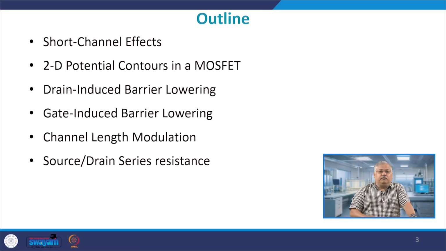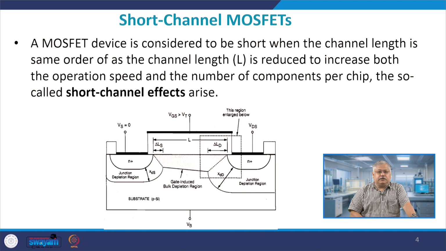So, with this we will be doing class number 2 here, and the outline will be looking into the short channel effects. We will then come to the 2-dimensional potential plot in a MOSFET, right. This is a simulated potential plot which is available to you in a MOSFET. We will look into DIBL, drain induced barrier lowering, and gate induced drain lowering. We will come to channel length modulation and finish the discussion on source drain series resistance.